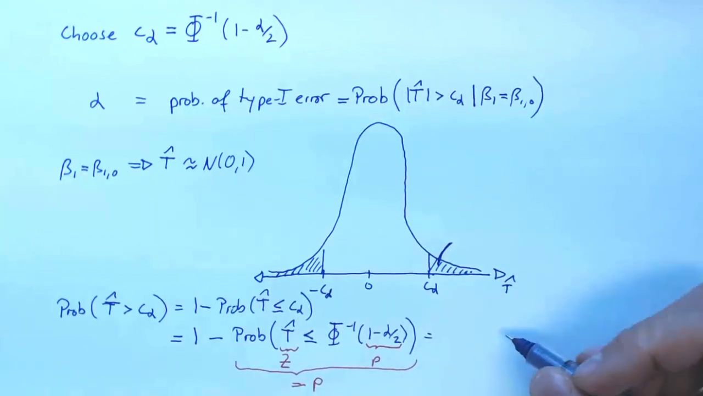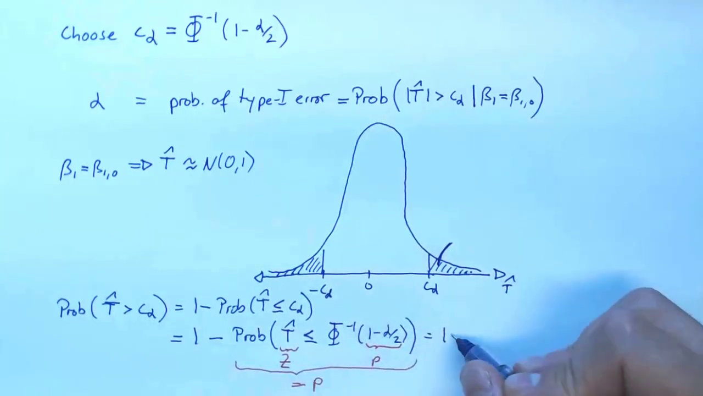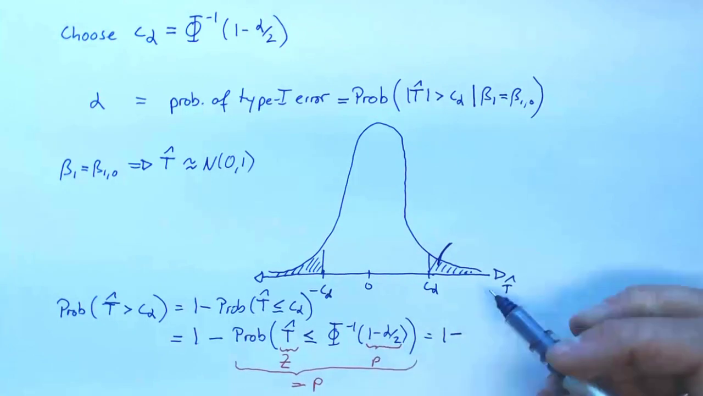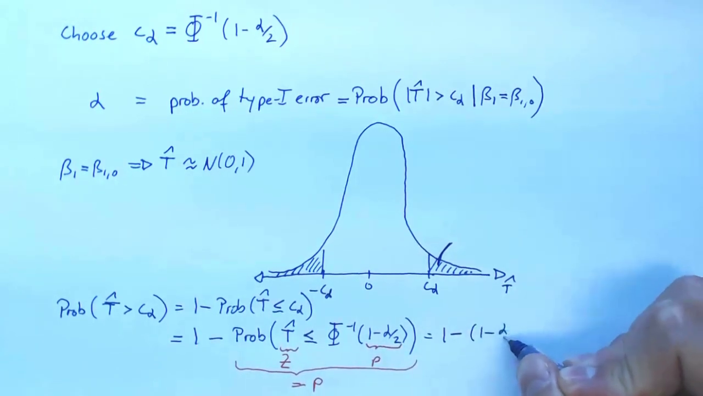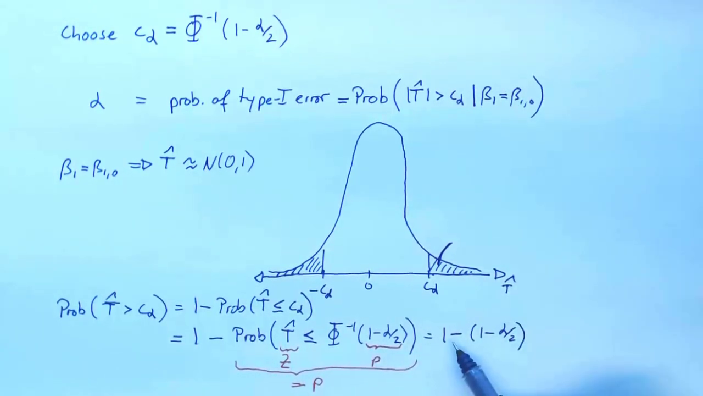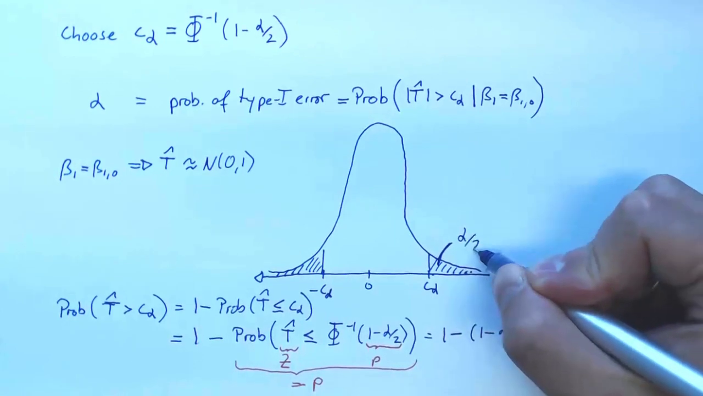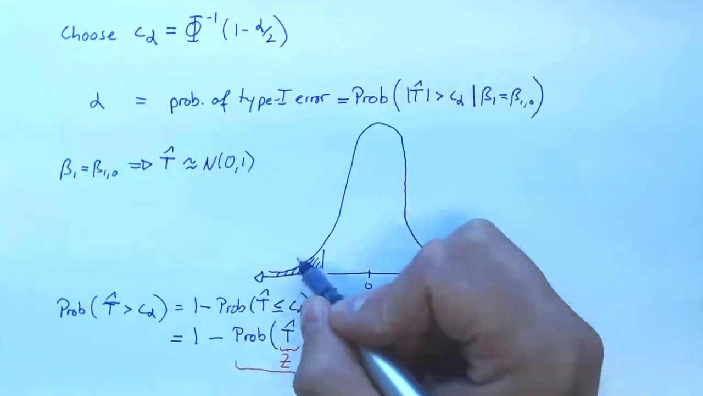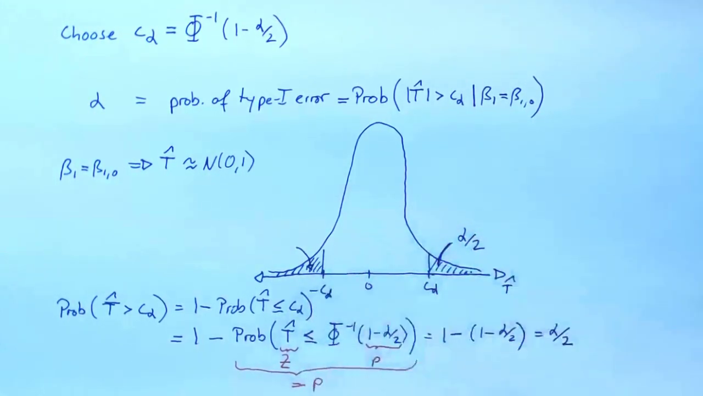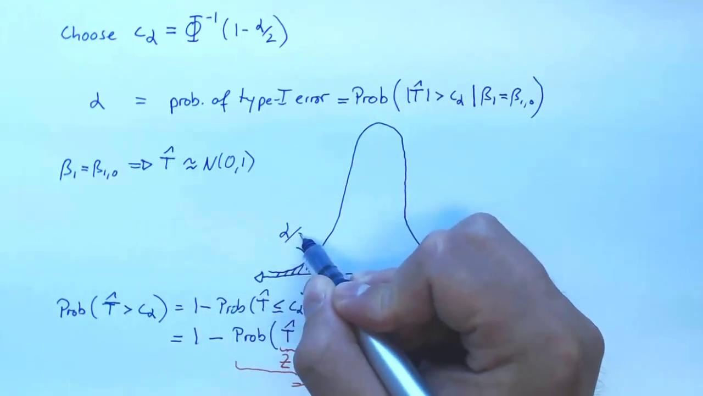So 1 minus, I copy that, and p in this case is 1 minus alpha half. So I'll have 1 minus 1 equals 0, minus minus turns into a plus, so alpha half. Right, so this area is alpha half. By symmetry, this area then is also alpha half.